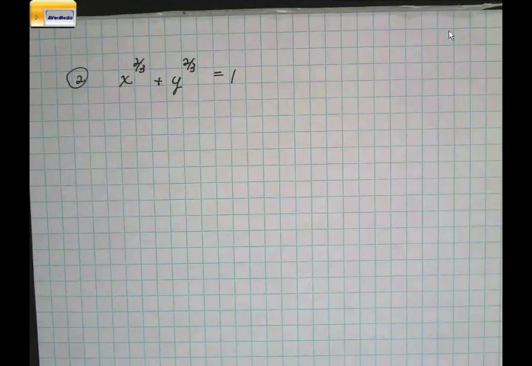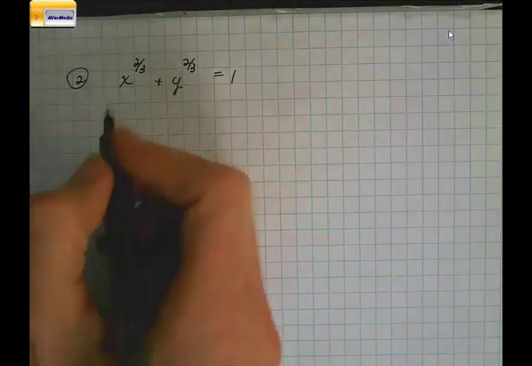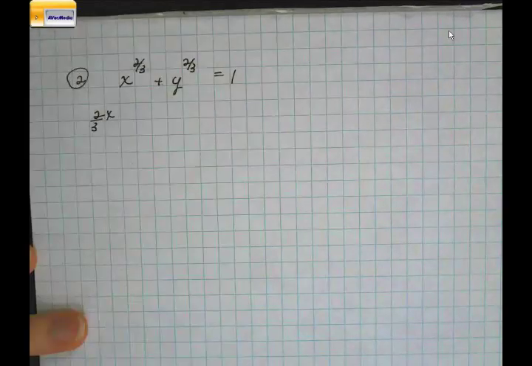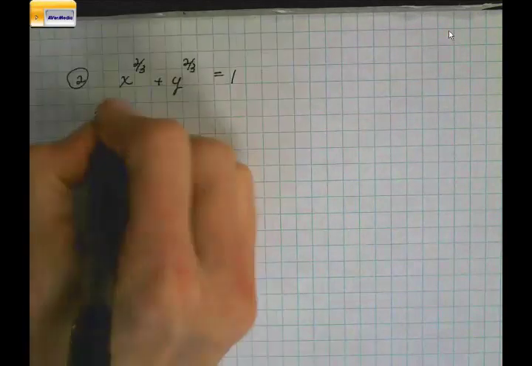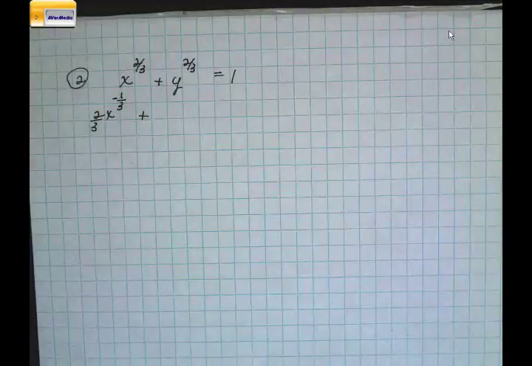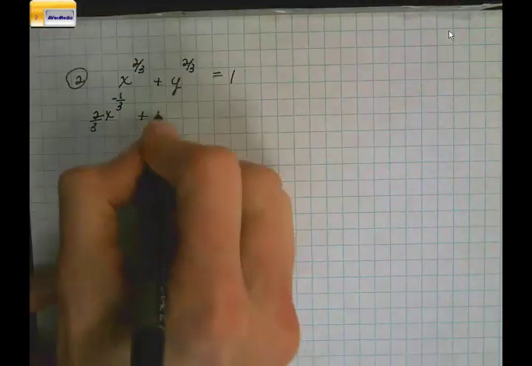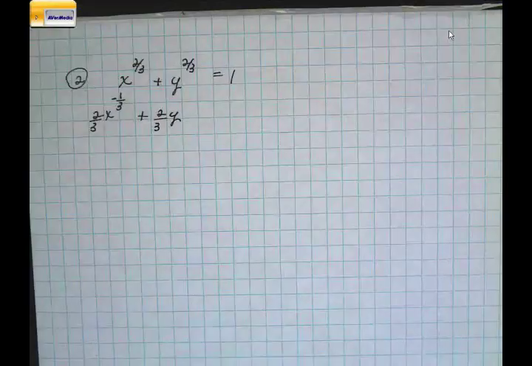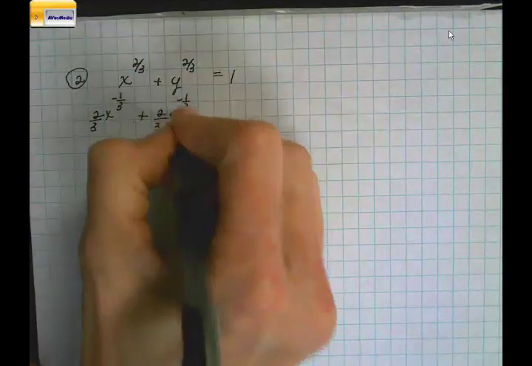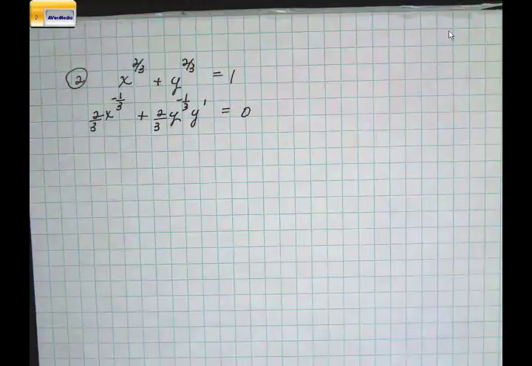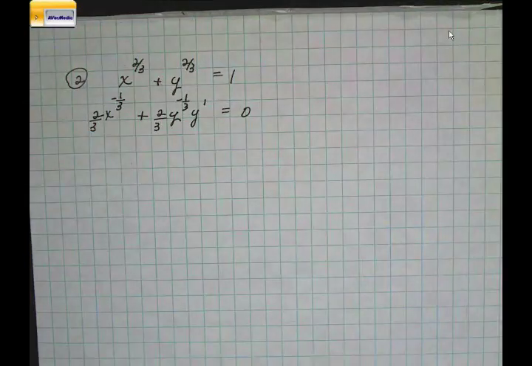All these rational exponents. Okay, here we go. Take the first derivative. The first derivative is 2/3 x to the 2/3 minus 1, which is 2/3 minus 3/3, which is a negative 1/3. The derivative of y to the 2/3, bring the 2/3 out front. Y to the 2/3 minus 1, which is 2/3 minus 3/3, which is a negative 1/3, y prime. The derivative of 1 is 0. Solve this thing for y prime.